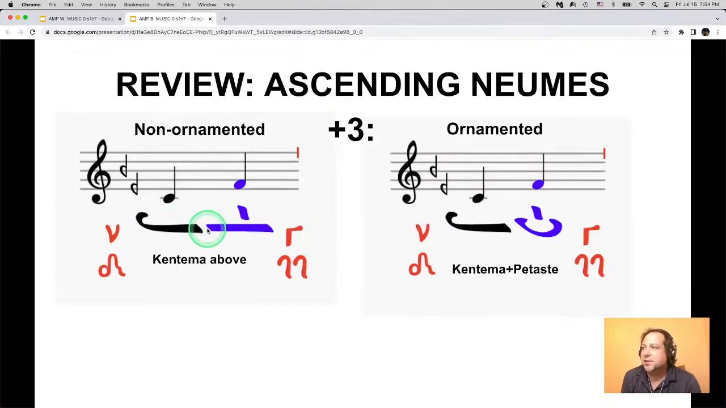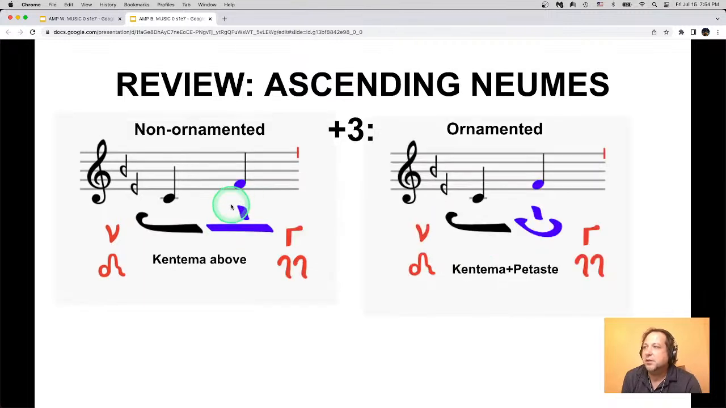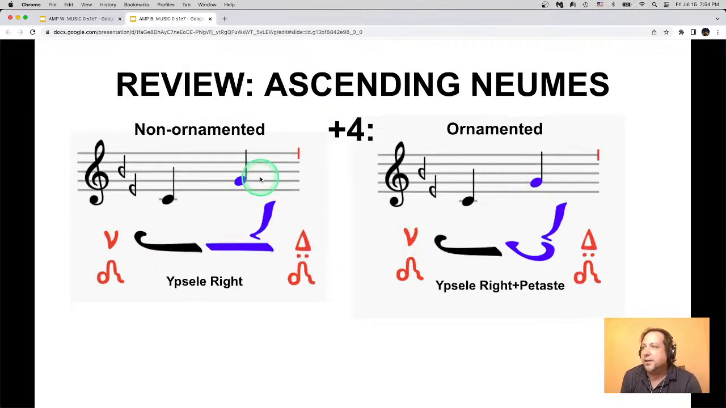+3. Kentima above. So notice how kentima below is up 2, kentima above is +3. Kentima above a petasti is also +3. Ni pa vu ga na down. Da down. Ni pa vu ga de, +4.